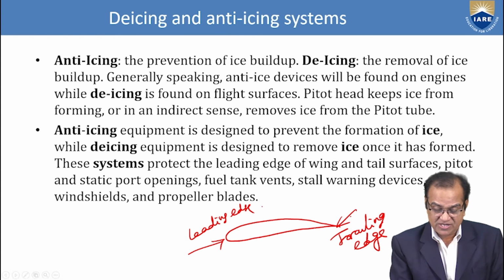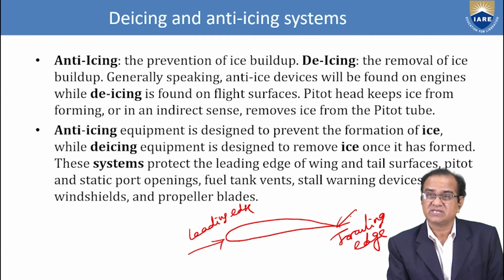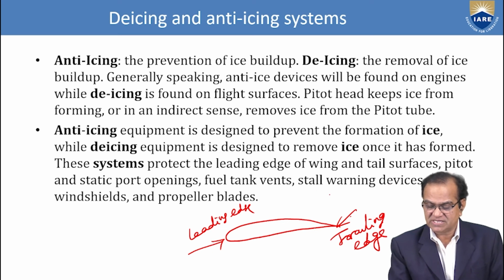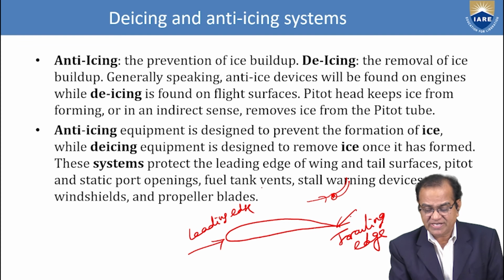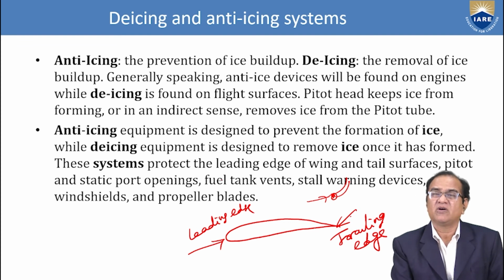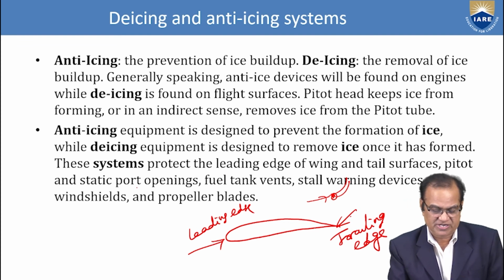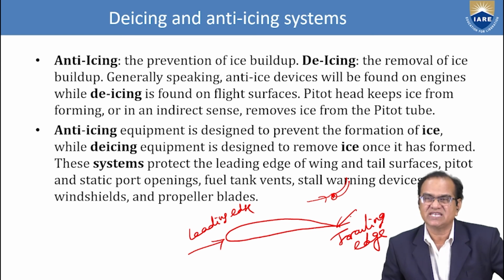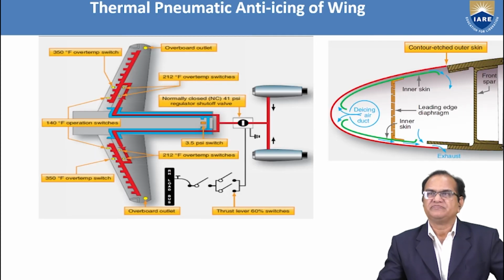The propeller blades are also very important because thrust is generated by the propeller blade, and if ice is formed, it will create a problem. Stall warning devices have some small holes, like tubes, and if these tubes are blocked, there is a problem. The vents of the fuel tank, if blocked, will restrict the fuel supply. So like this, we have to follow the proper procedure for ice and de-icing.